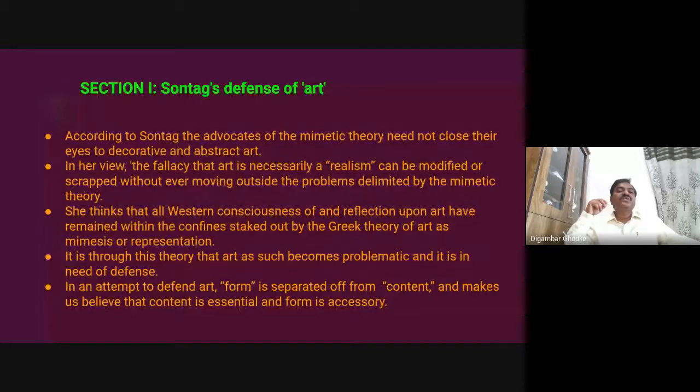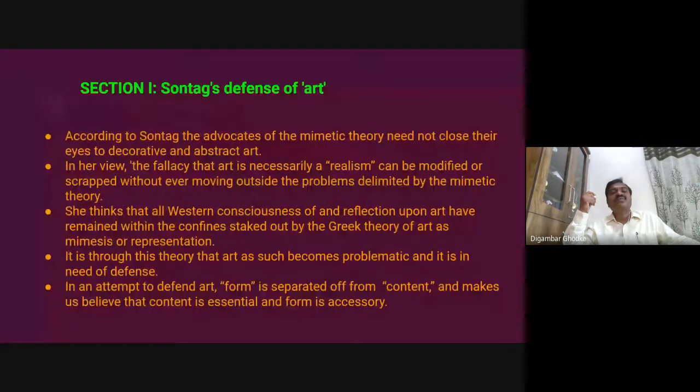Now, here comes Sontag's defense of art in the same section with reference to Plato and Aristotle's theory. She thinks that the advocates of this imitation theory, mimetic theory, advocates meaning here Plato and Aristotle, or others who support this theory, did not close their eyes to decorative and abstract art. They simply think that art is an imitation, but they don't look at decorative and abstract art, which is not easily seen.